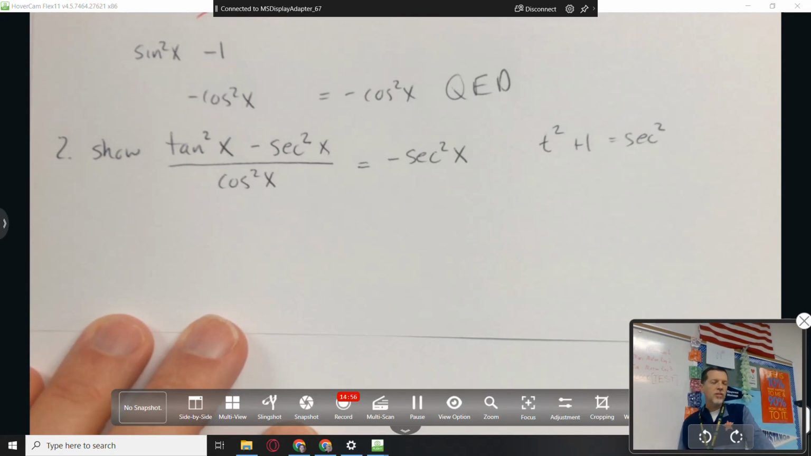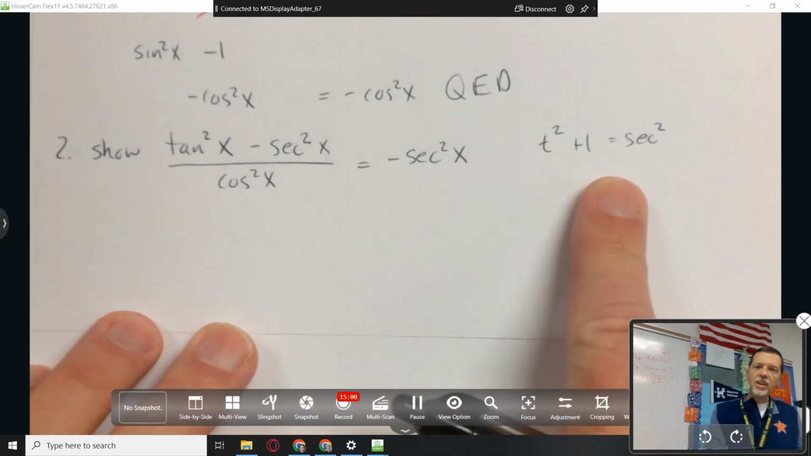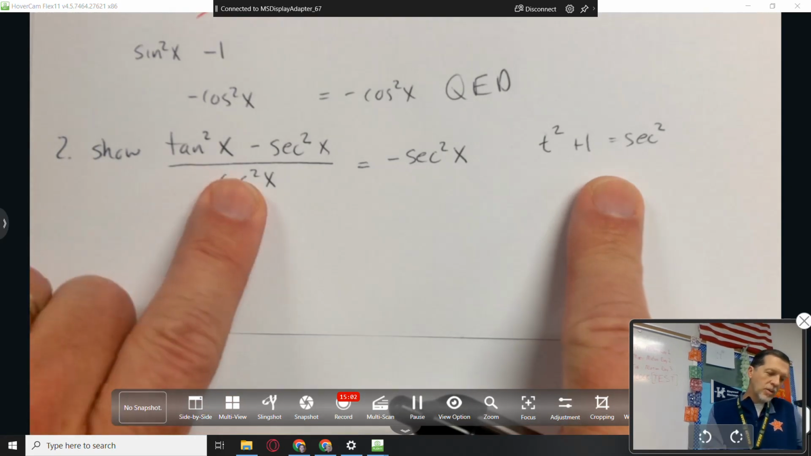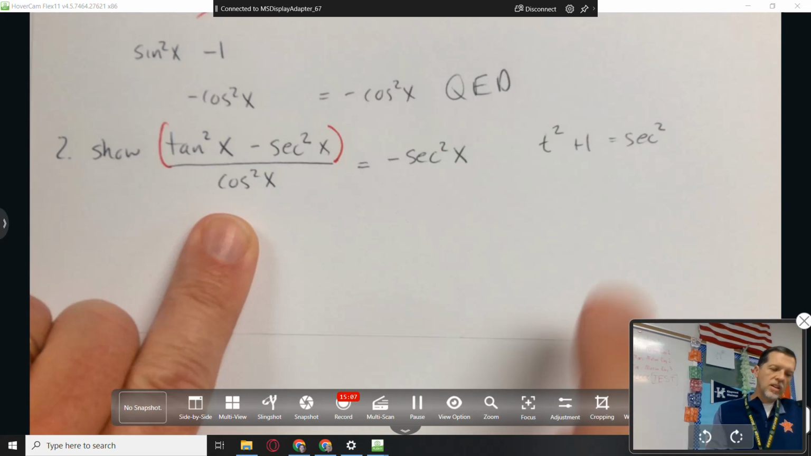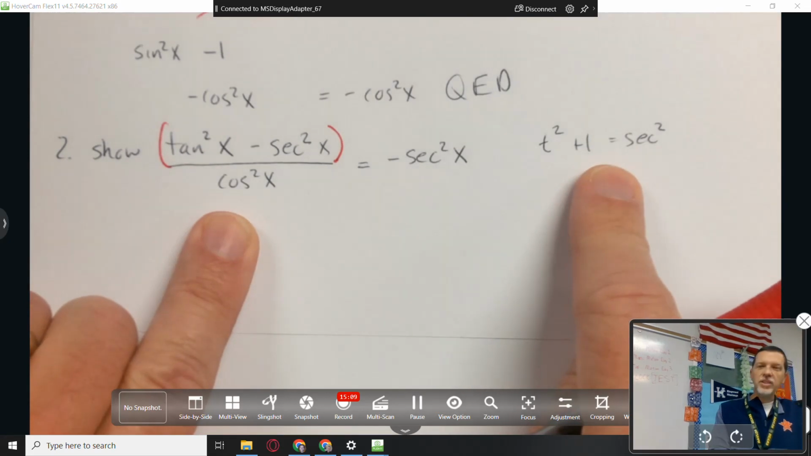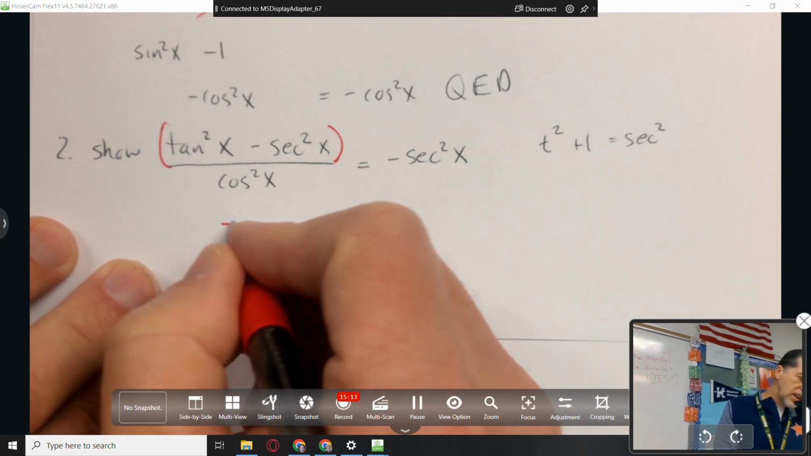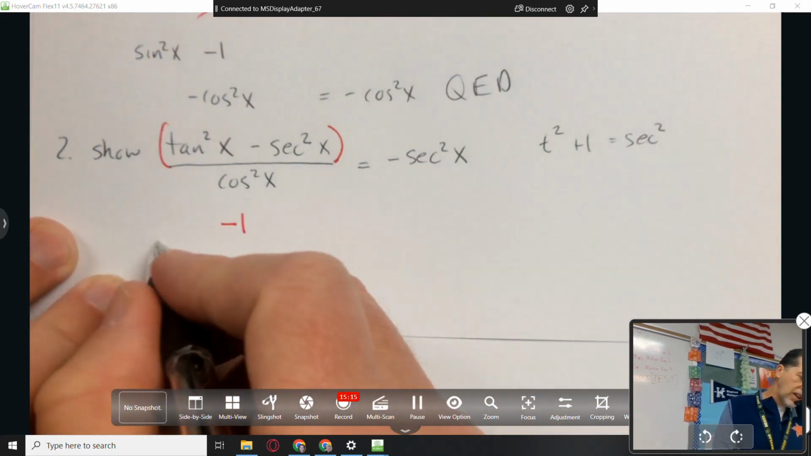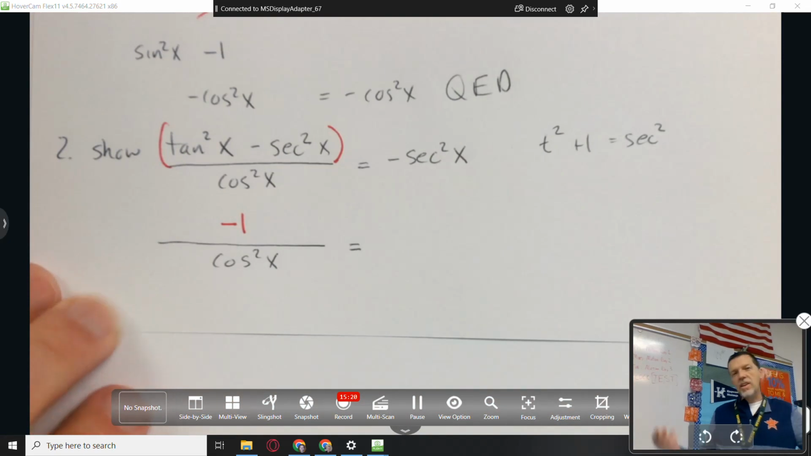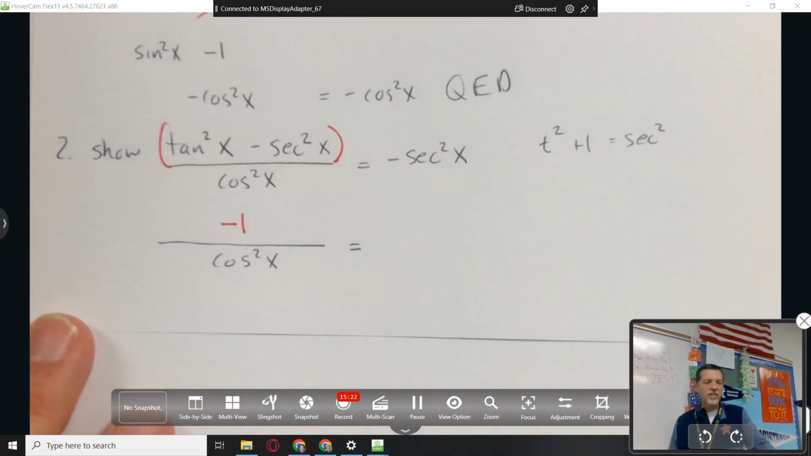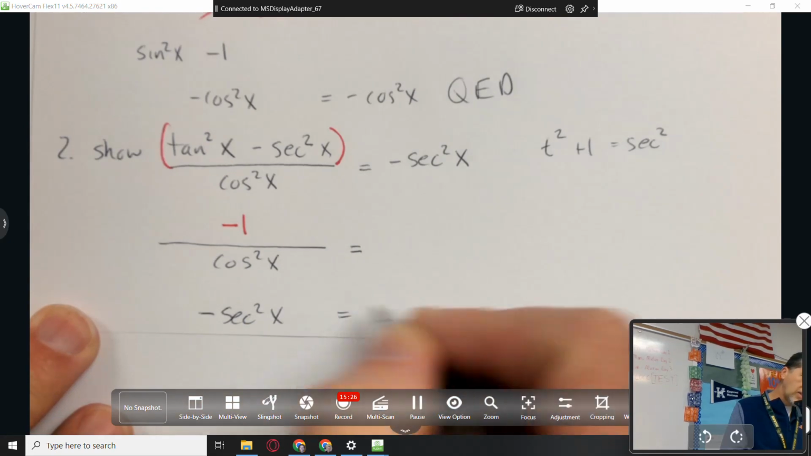So what does tangent squared minus secant squared equal? Can you rearrange this to make it say tangent squared minus secant squared? It equals -1. I move the secant squared over, I move the 1 over, and so that top is -1. And then I'm there, because now 1 over cosine squared is secant squared. There's also a negative on there. Negative secant squared x.